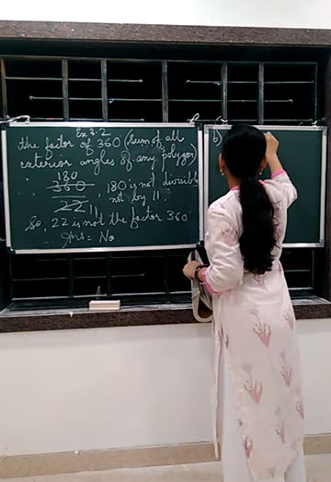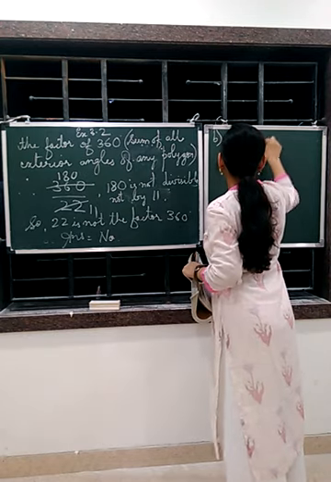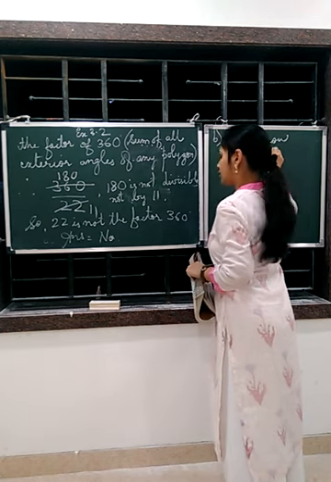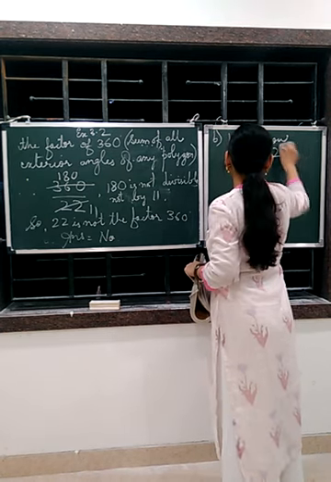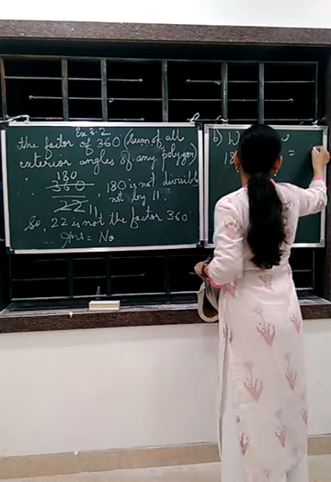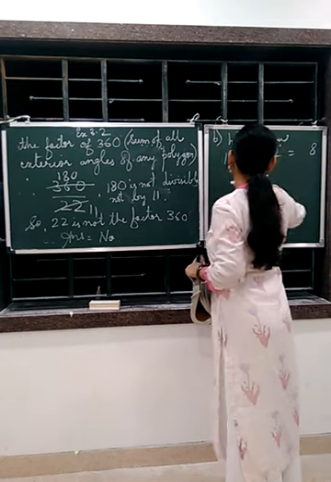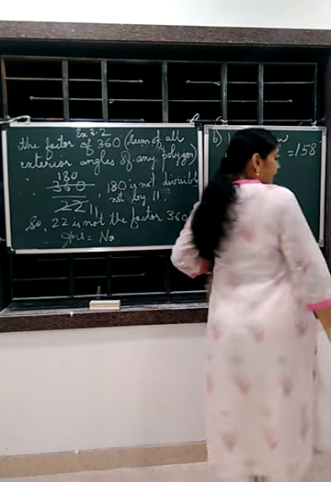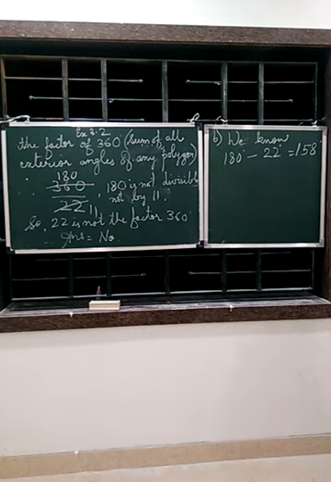We know 180 degree minus 22 will be how much? 158 degrees. Okay, and 158 degree means it should be the interior angle.